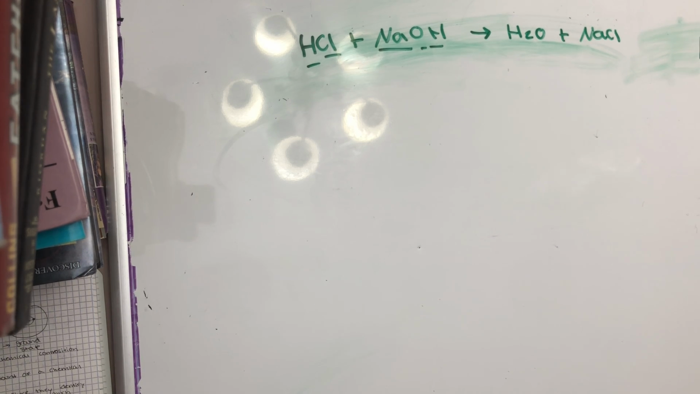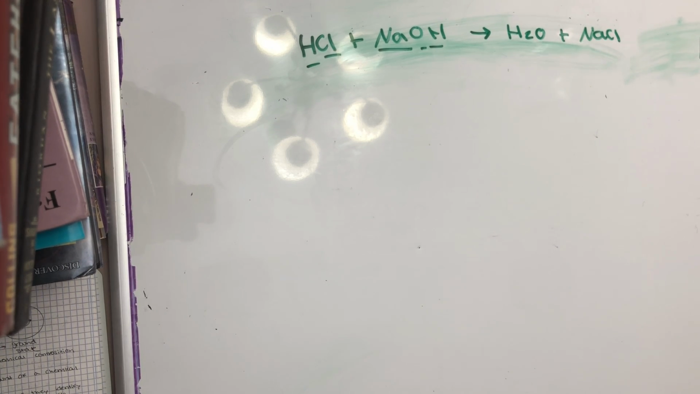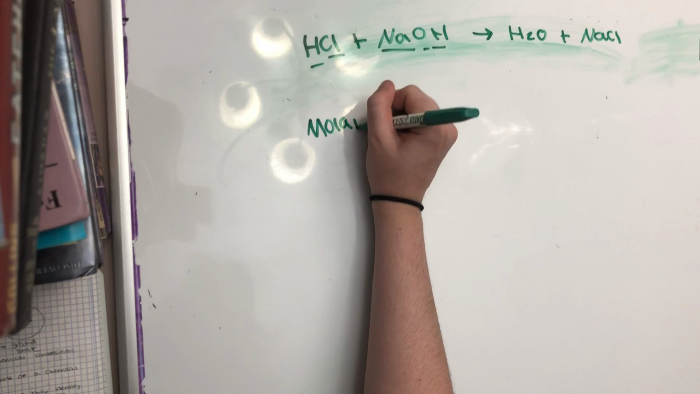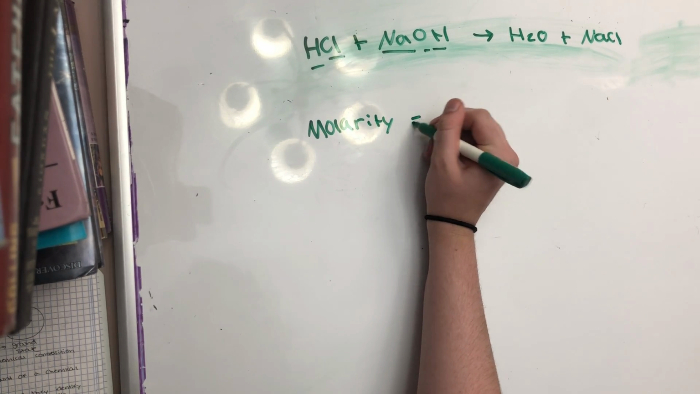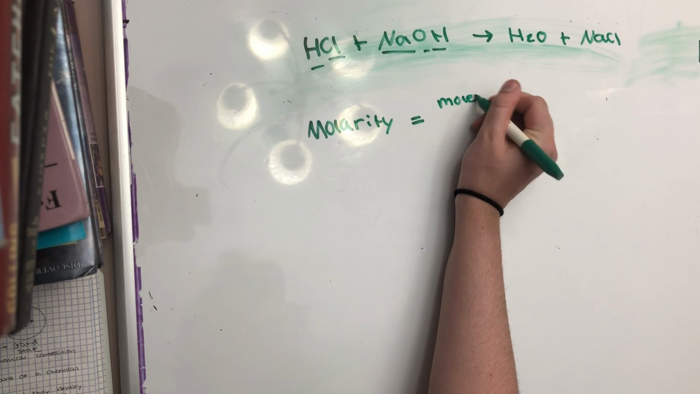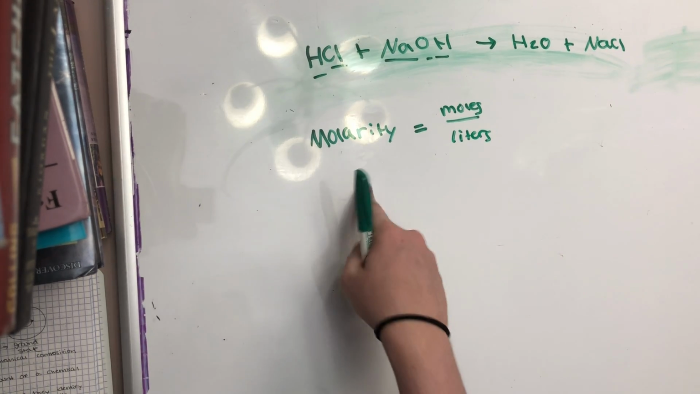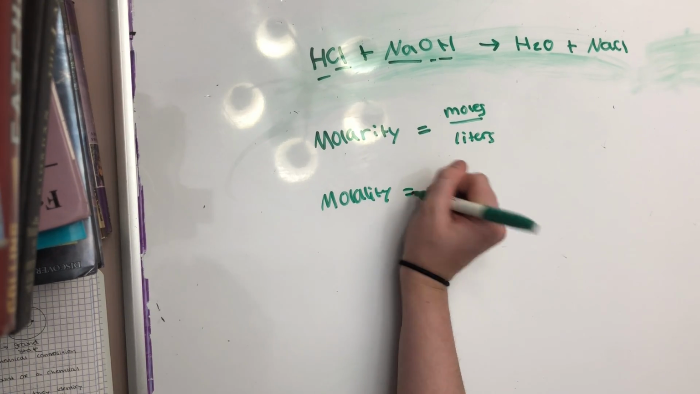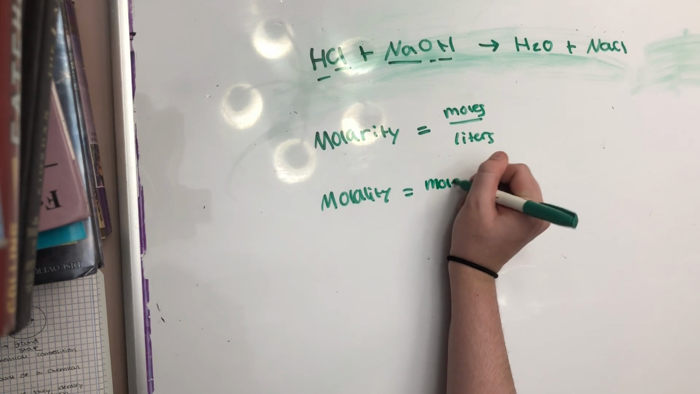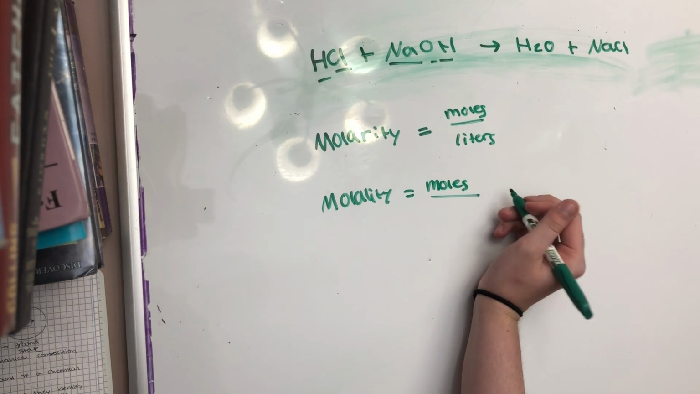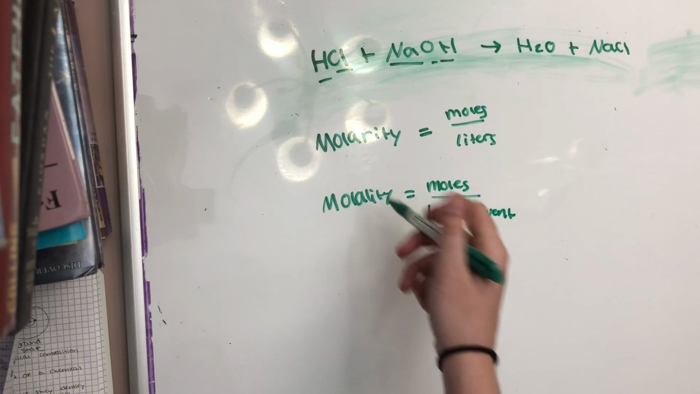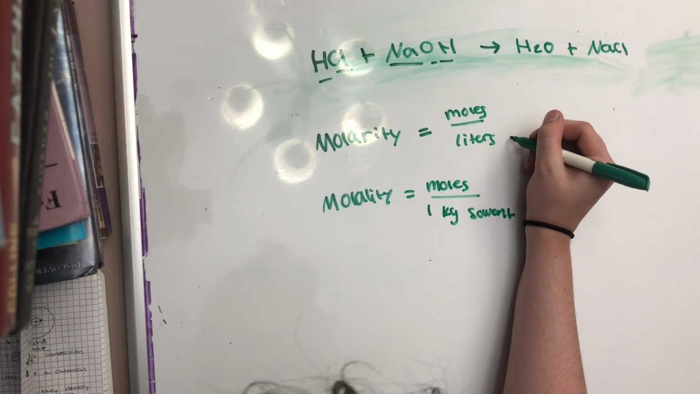Now before we start getting on to the problem, we have to know the difference between molarity and molality. So the equation for molarity is going to be moles over liters. So that's molarity. And then the equation for molality is a little bit different. It's going to be moles over 1 kilogram of solvent. And then the molarity one is going to be moles over 1 liter of solution.